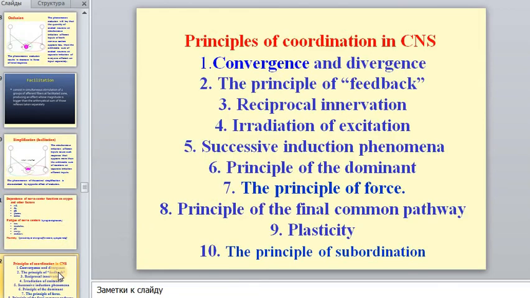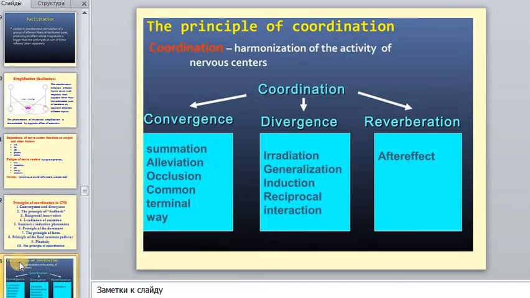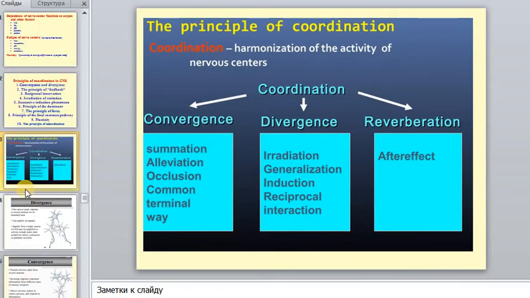Next one, principles of coordination in central nervous system. We have a lot of principles, and here we see a big slide. Thanks to these abilities of the nerve centers, the nerve system itself coordinates the function of the organism. We already know a lot, but here are a lot of new words. Some of them we discussed, and some of them we will discuss.